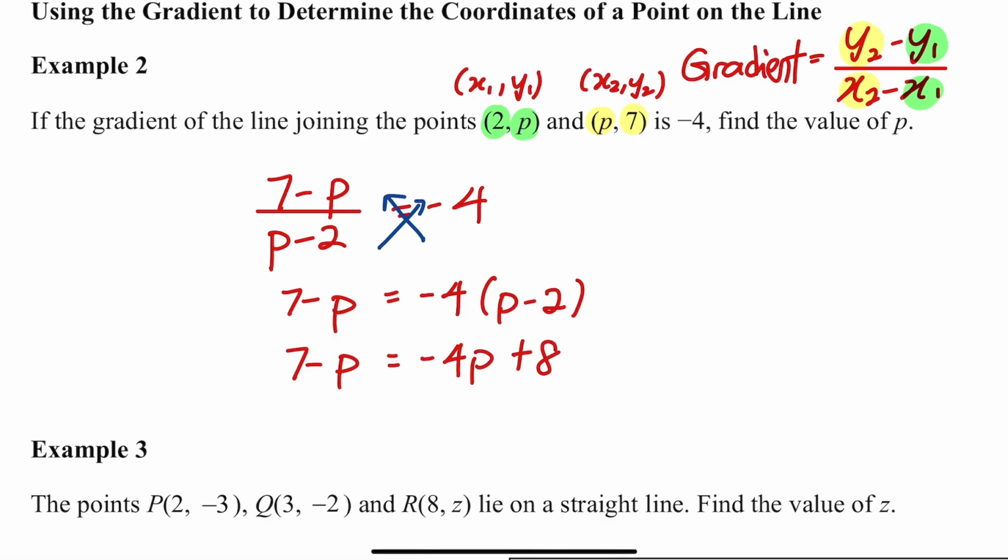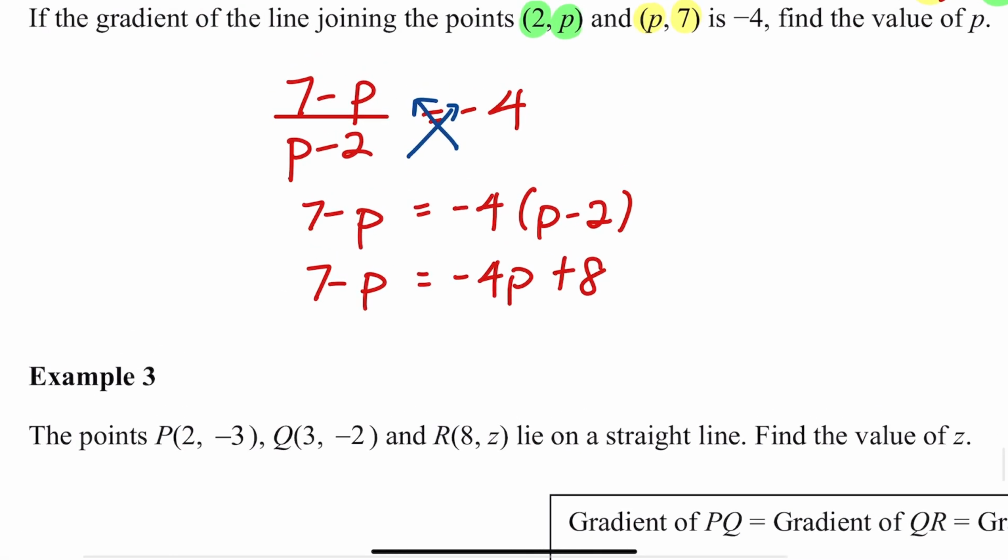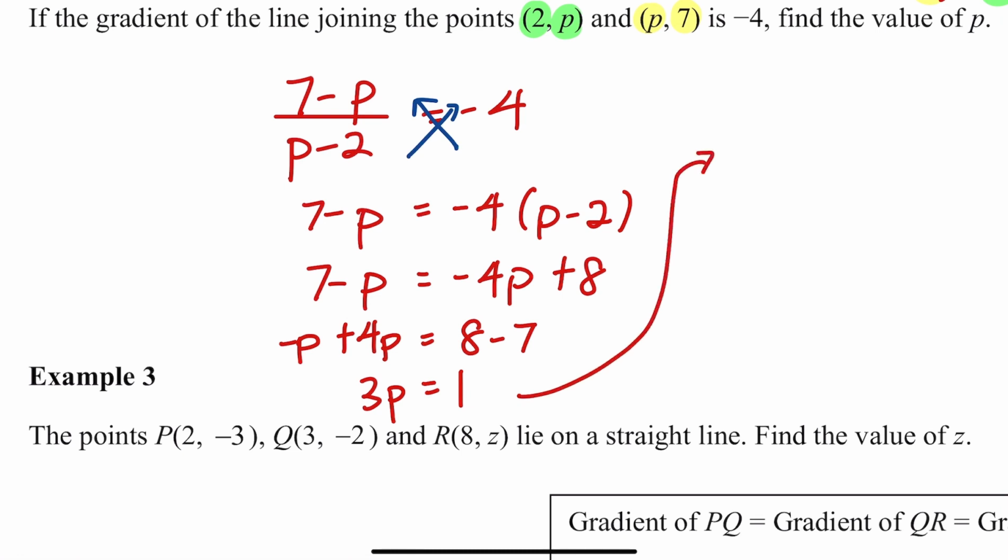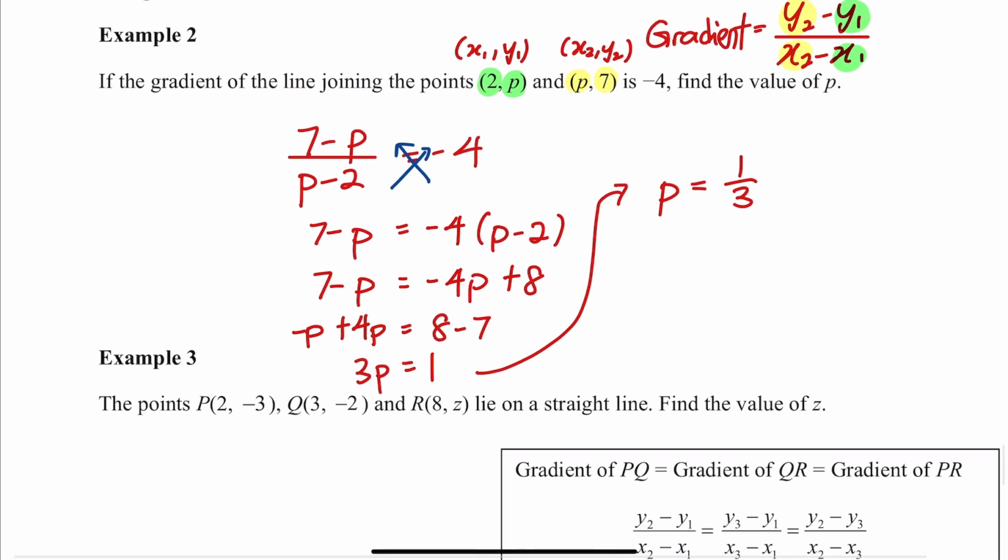Okay, then now to find p, I make p the subject of the equation. Shift all terms with p to the left side. This will become -p plus 4p. Right side will become 8 minus 7. Therefore, 3p is equal to 1. To find p, divide both sides by 3. p is equal to 1 over 3. Okay, and this is for example 2.